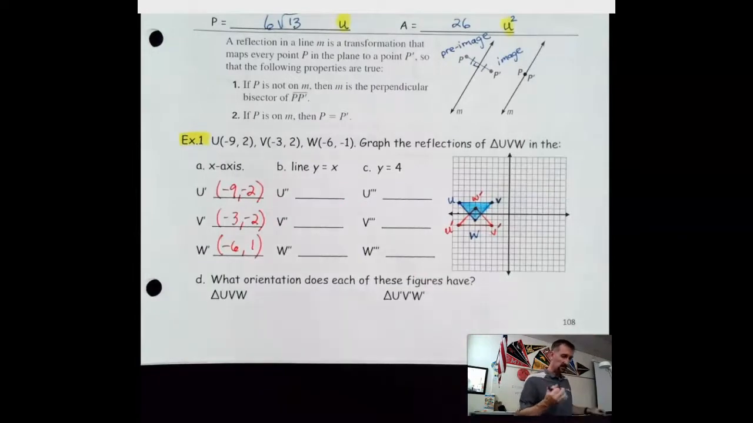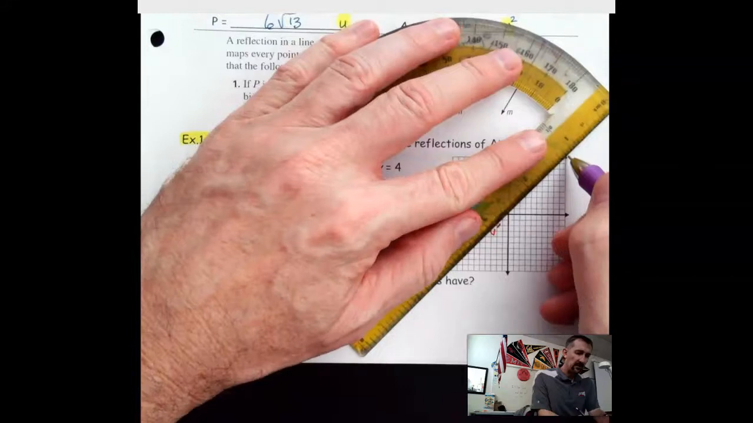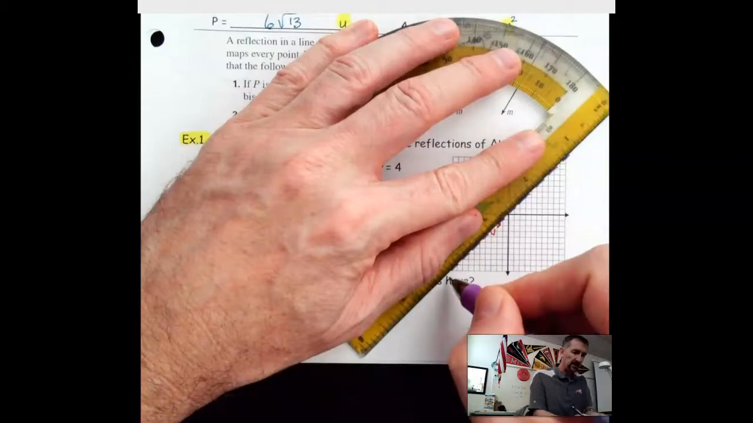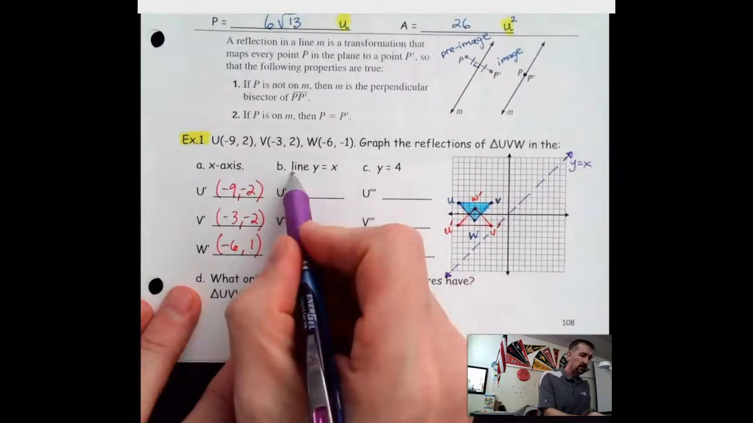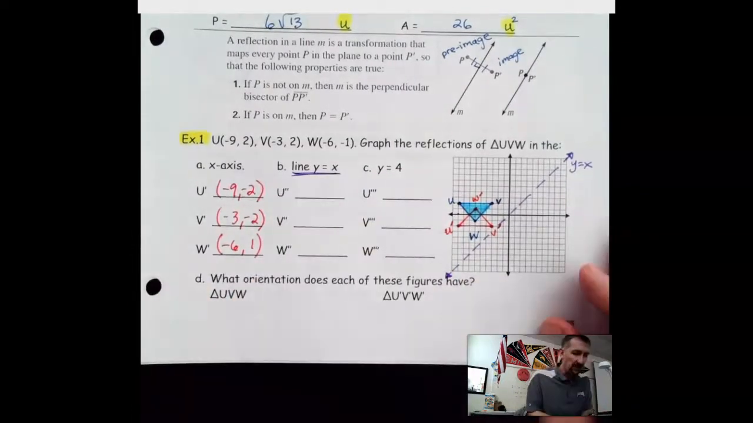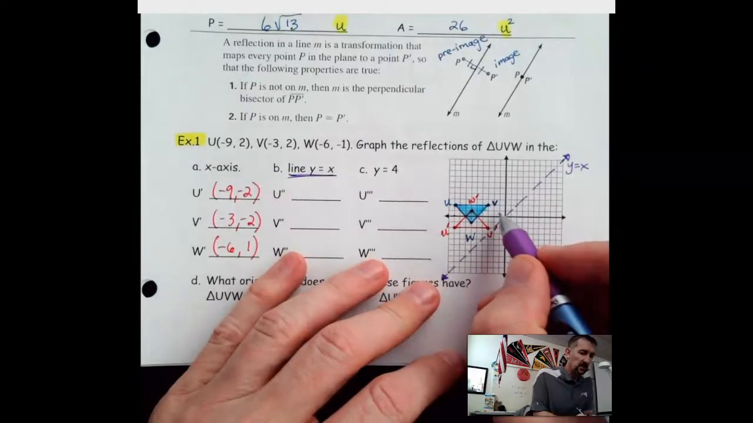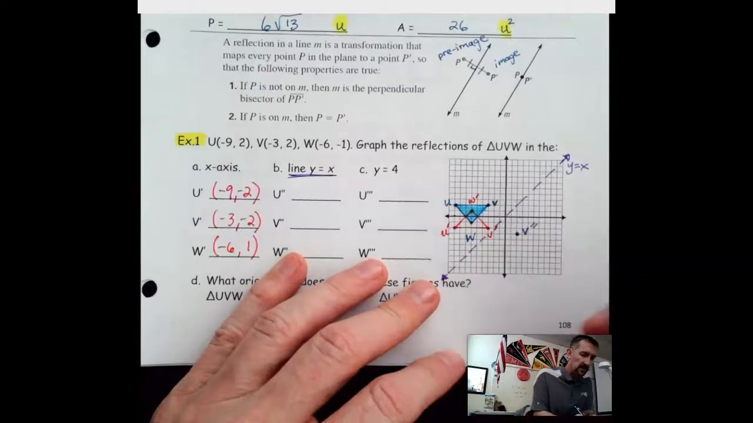Okay, so now it says reflect it over the line y equals x. So this is probably the most complicated one. So I'm going to put a dotted line in here for y equals x. Alright, so I'm going to reflect the blue triangle over the purple line, y equals x. Okay. So I'm going to start with v, I guess. So diagonally, that's 1, 2.5. So that is going to be over here. So that's going to be v double prime.